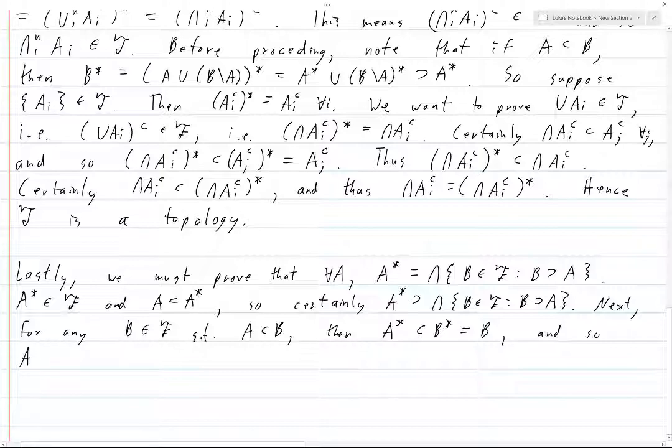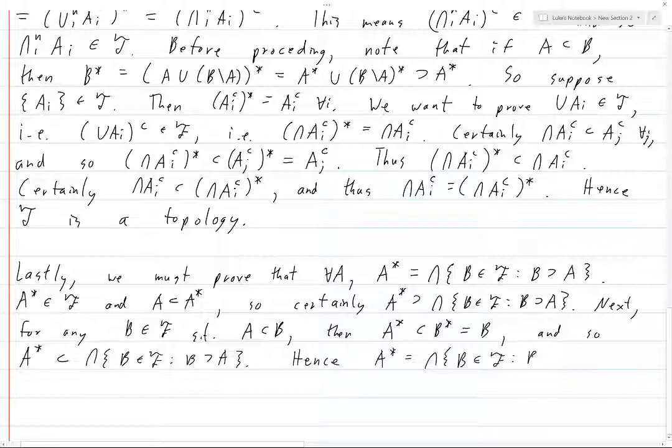And so A star must be contained in this intersection, and so we have equality by inclusion. So hence, A star equals the intersection of all B in F such that B contains A.